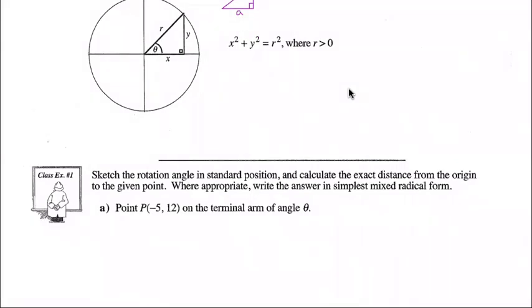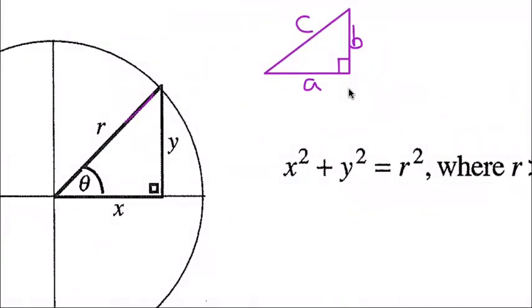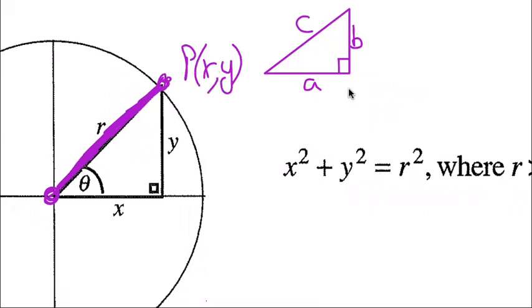Example 1: sketch the rotation angle in standard position and calculate the exact distance from the origin to the given point. Where appropriate, write your answer in simplest mixed radical form. Always, always, always. That will make sense as we get there. This is called the distance from the point P to the origin. This would be our origin, and this would be our point x, y. We can calculate that distance using the Pythagorean theorem. And remember, if we had this distance, we could calculate one of the legs if we had the other one. We are going to be doing that as well.